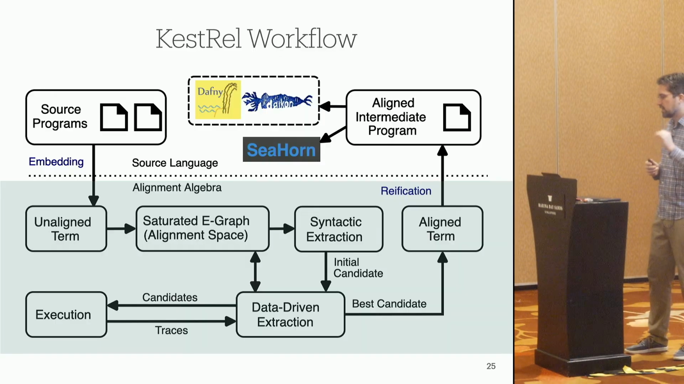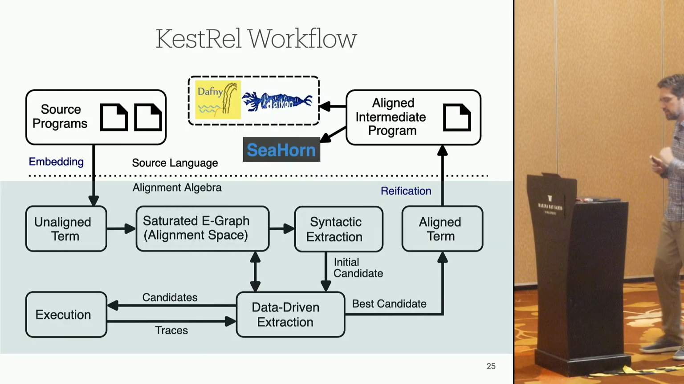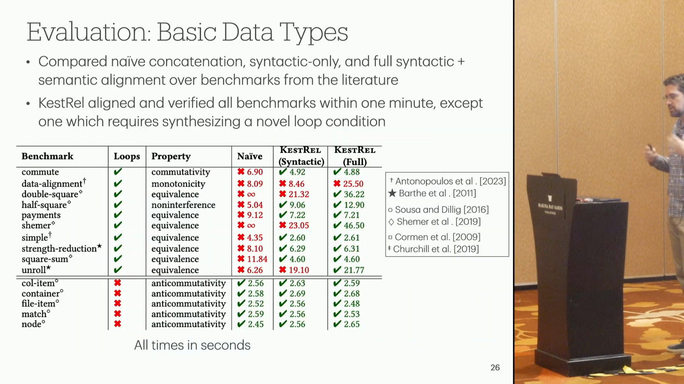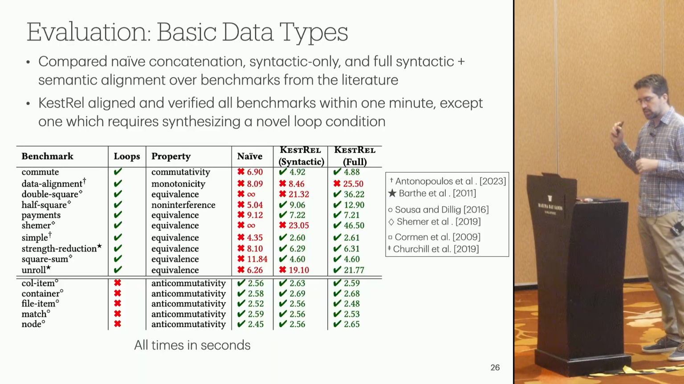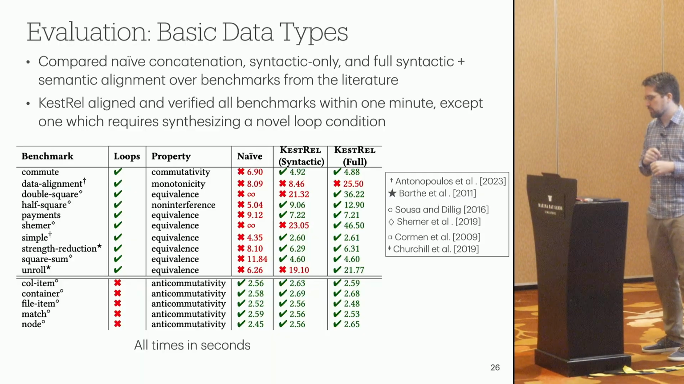We used Seahorn for some of our evaluation. We used Dafny and DIG for invariant inference for some of our others. This is what we found. We took a bunch of benchmarks from the literature. We compared the naive concatenative alignment with just the syntactic extraction from KestRel, and then the full semantic pipeline from KestRel as well.